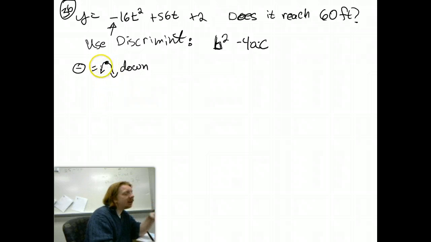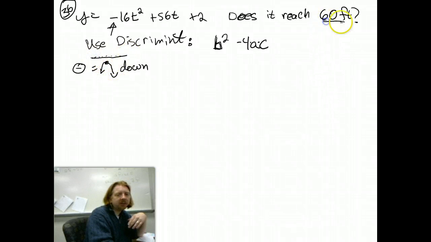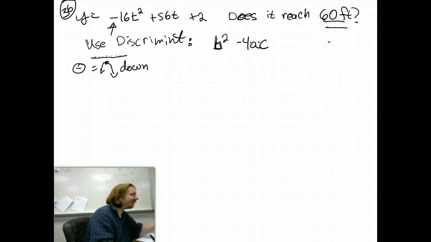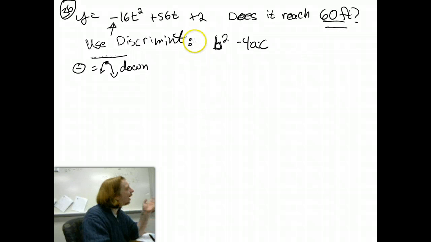So the question is, if I were to solve this equation, how many times does this graph cross the line of 60? If I make y 60, how many solutions do I have? And that's why the discriminant works.